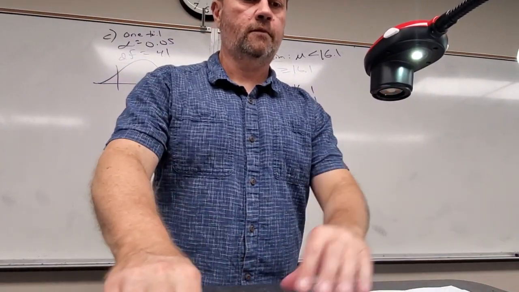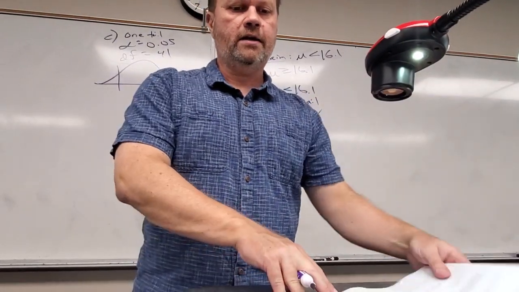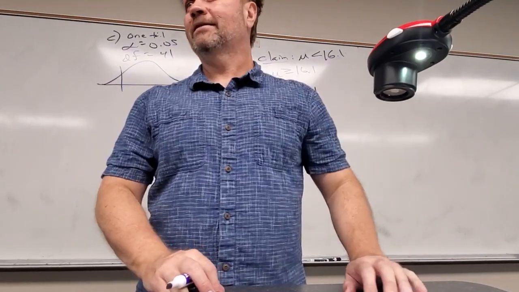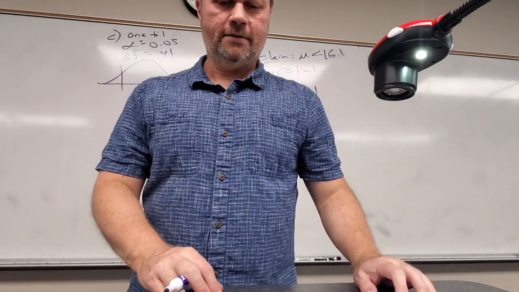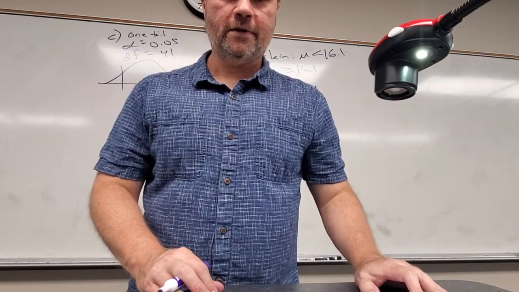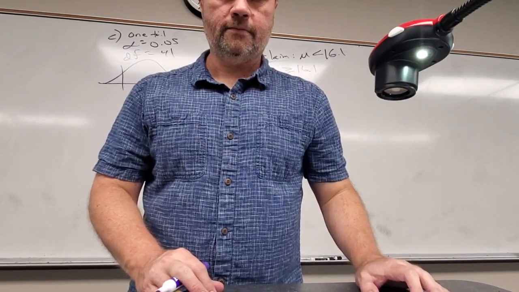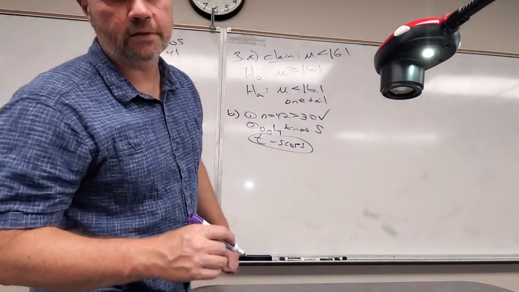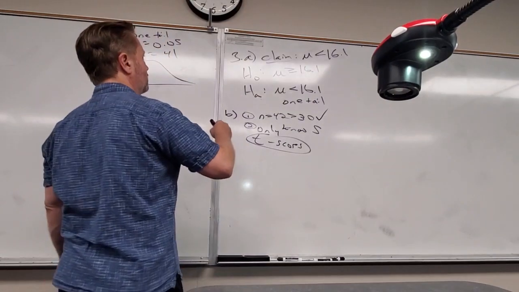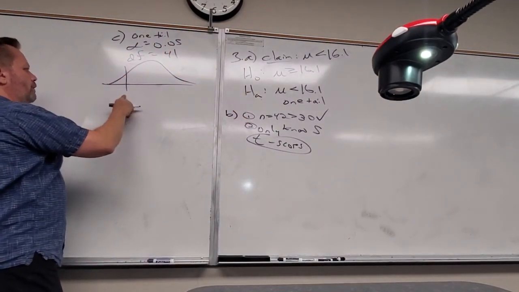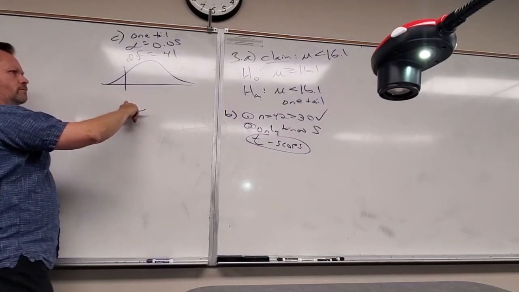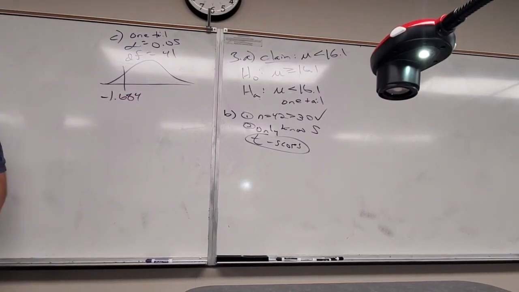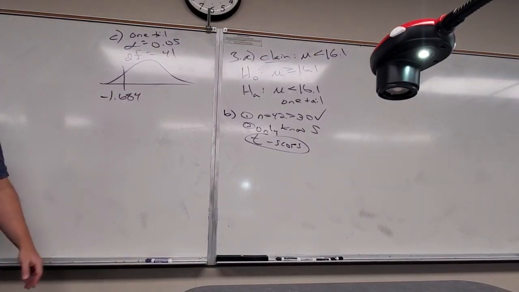What is it? I got the answers. 2 point what? 1.684? Alright, let's see. Does that make sense, Jeff? So what would it be exactly? Be careful. 1.684. No? Negative. Oh, negative. Why is it negative? Because it's on that side. Okay. Yep.